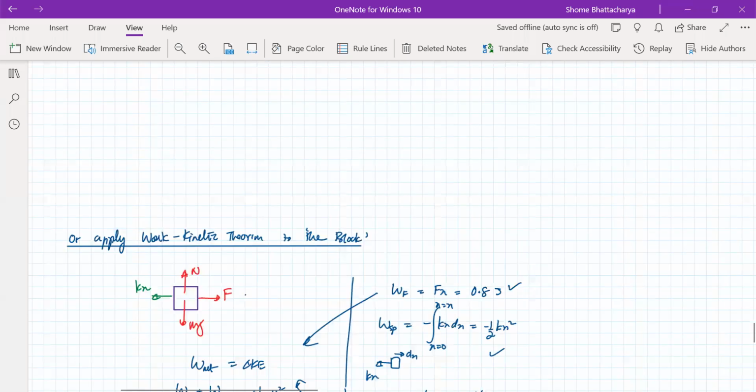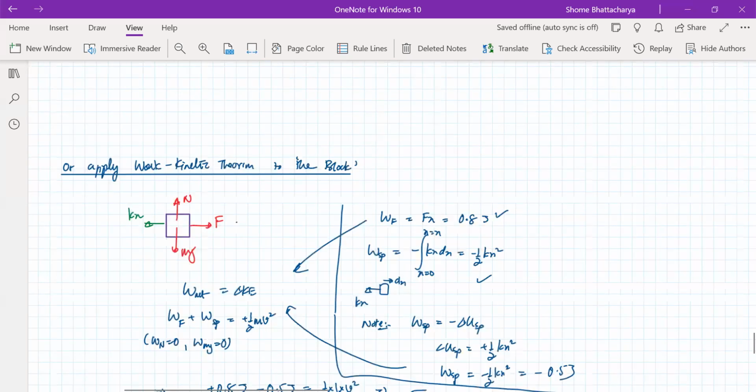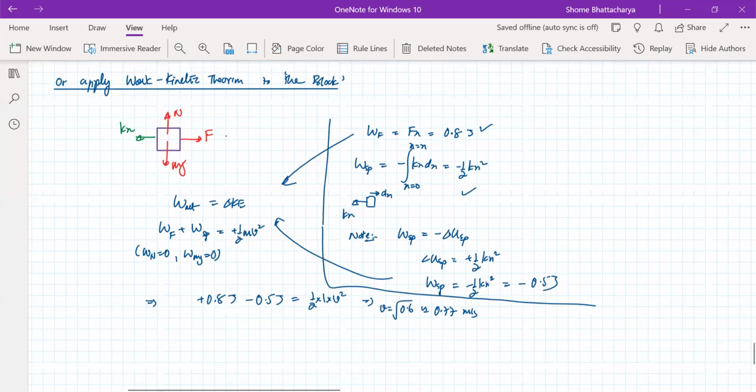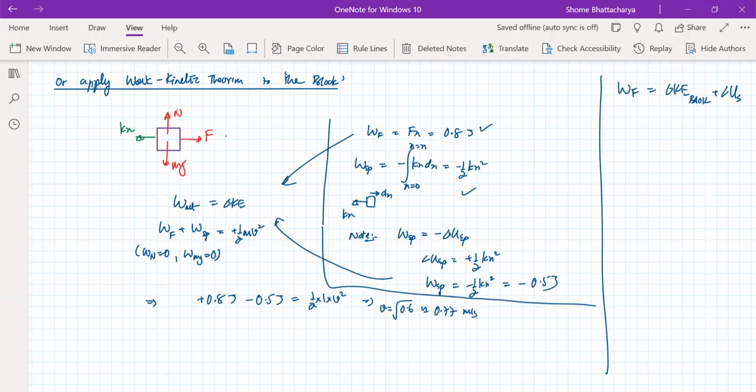So in one case, what we are saying is that the work done by F is equal to the change in kinetic energy of the block plus the change in potential energy of the spring. And in the other case, the work done by the force plus the work done by the spring equals the change in kinetic energy of the block. By comparing these two equations, we can see the relationship between delta U and the work done by an internal conservative force. So delta U of the spring is negative of the work done by the spring.